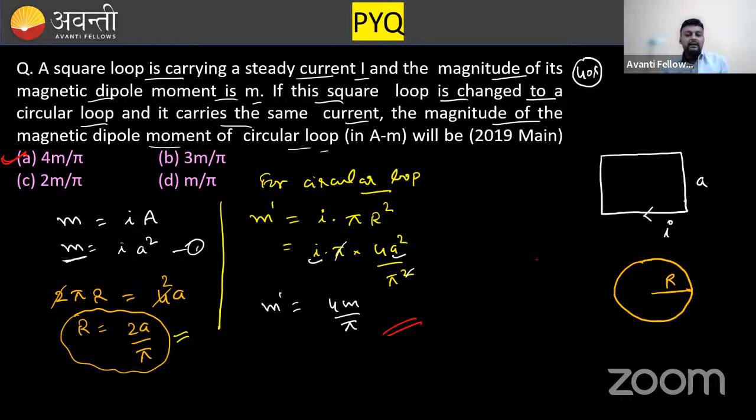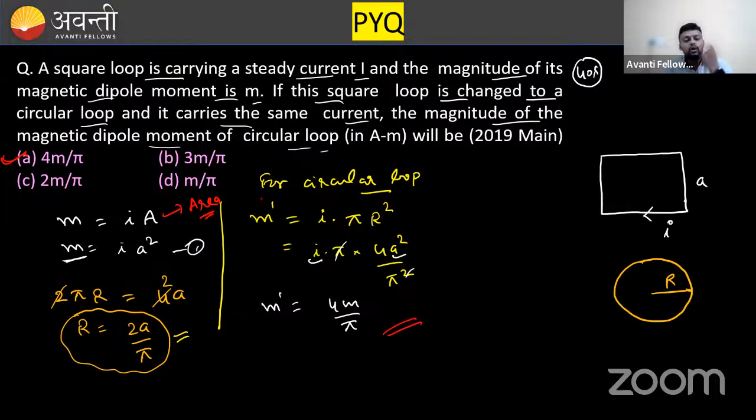So what you can learn after this question, one thing that you can learn, is that the magnetic moment of a circular loop is I into A, or whatever may be the loop. If there is a loop, the magnetic moment will be I into A, where A is the area.